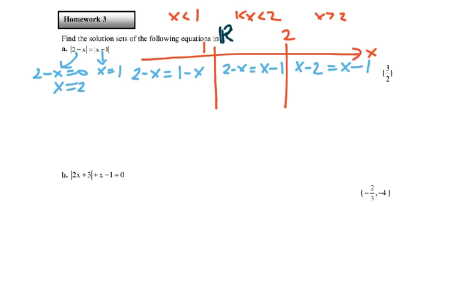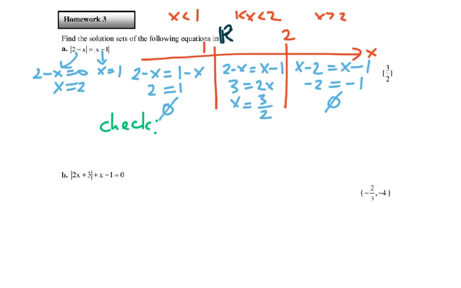So now we just go ahead and solve these equations as we would normally. If we subtract x from each side, we get 2 equal to 1. That's not possible, there are no solutions there. If we add x to both sides, we'd have 2x, and add 1 to both sides, we'd have equal to 3. And then dividing by 2, x would be 3 over 2. So that's a possible solution. And now let's subtract x from both sides, so we get minus 2 equal to minus 1. Not possible.